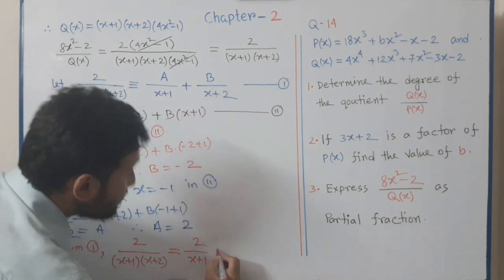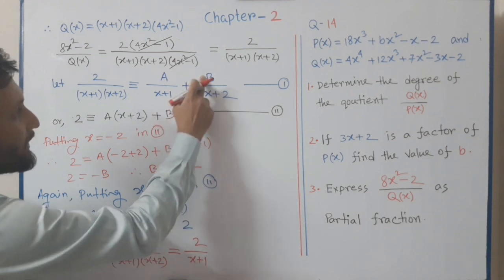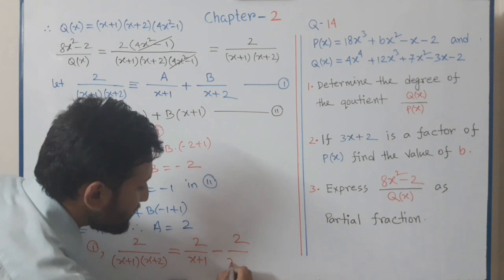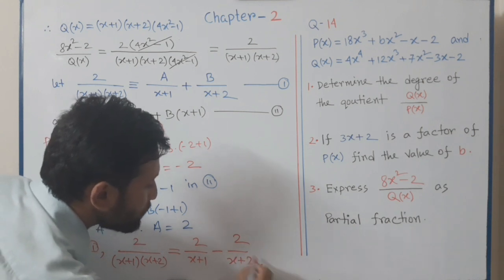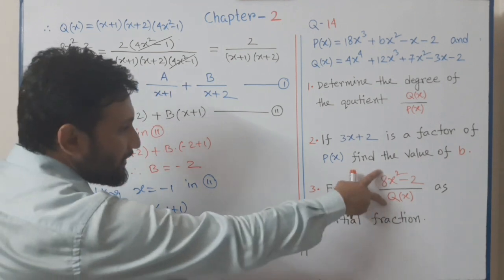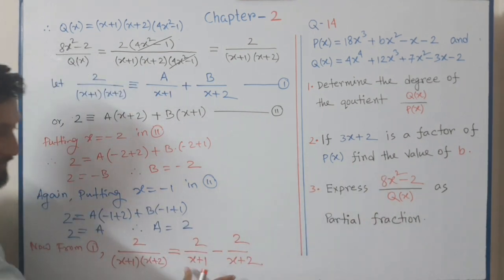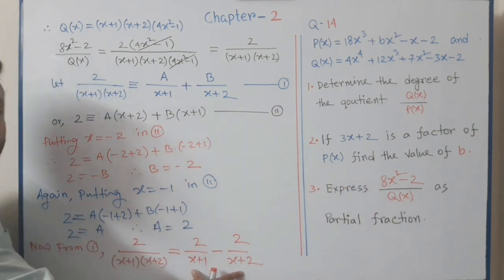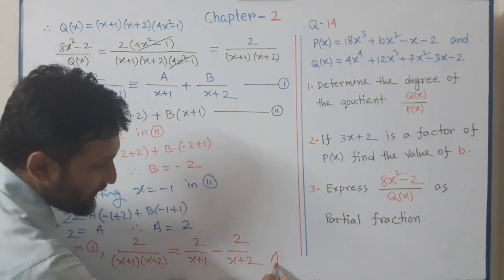So write down the value minus 2, and then plus, so minus and plus minus. So you can write minus 2 divided by x plus 2. This is the partial form of this given fraction. I hope everybody is clear. This is our required answer.